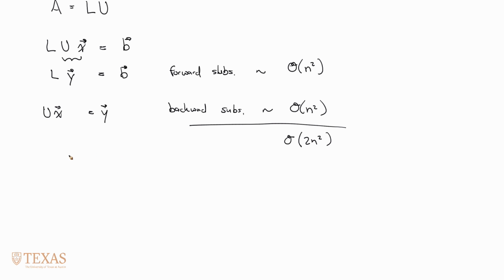Now, you do have to perform the LU decomposition. So I'm going to say performing the LU is the same as Gaussian elimination, so it's on the order of 1/3 n cubed. However, you only have to do this once, and then you could solve for multiple right-hand side vectors B.